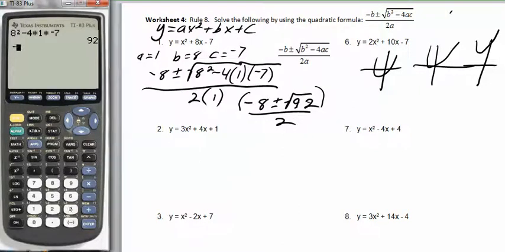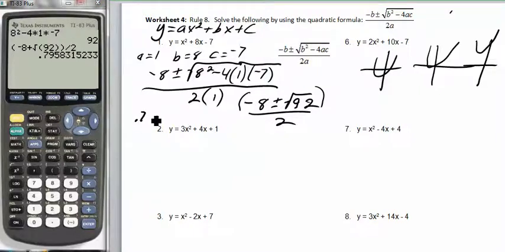So you go parentheses, -8 plus the square root of 92, close the parentheses, divided by 2. So one answer is, actually, 0.80. And then the other one's going to be -8 minus square root of 92 over 2.